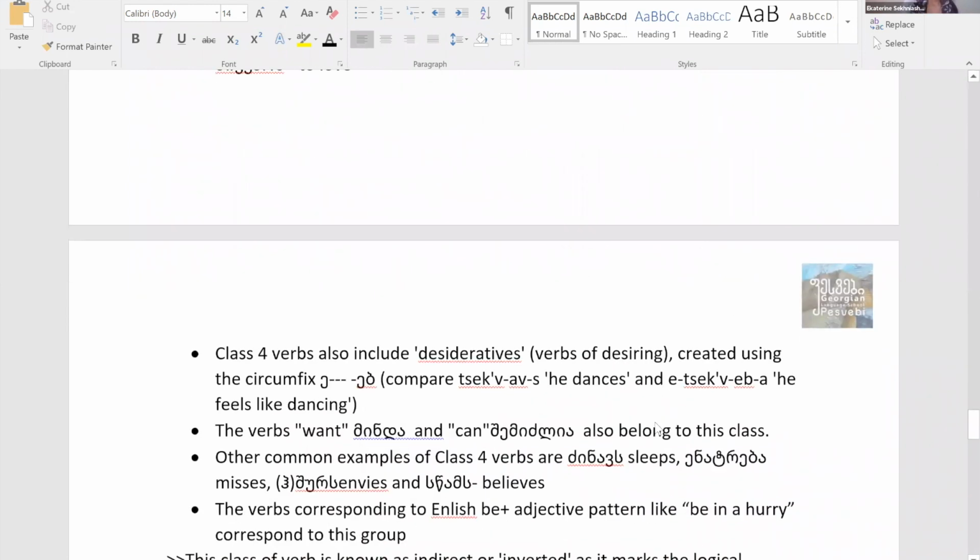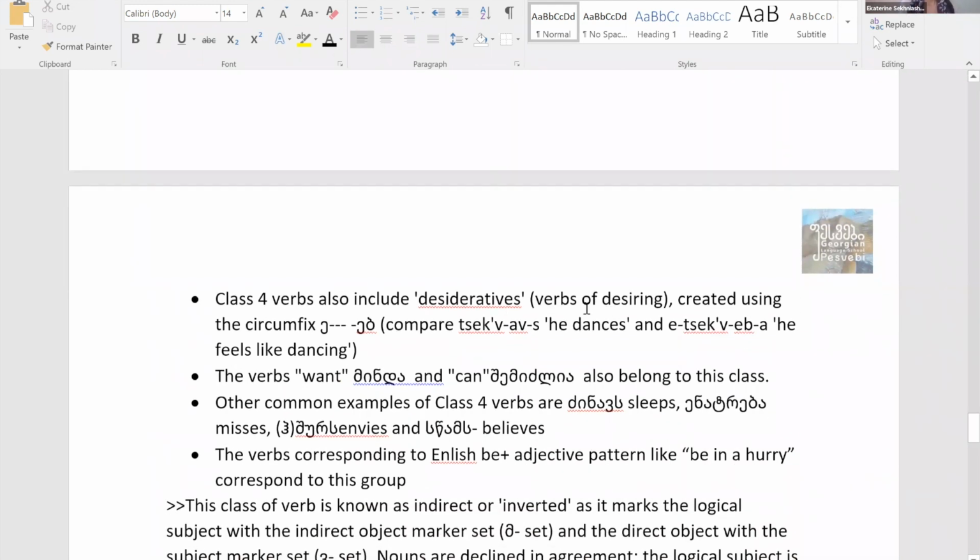There are also some other subgroups, like verbs of desire. Very interesting here: one is I dance, but the other is I feel like dancing. I dance is third class, but I feel like dancing, metsekveba, has m as an object marker. With other classes m is an object marker, but here m is a subject marker. So subject and object markers change their places. Subject takes object markers and object takes subject markers.